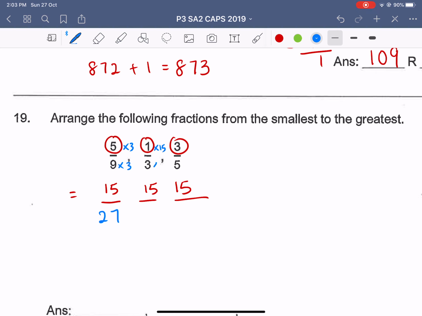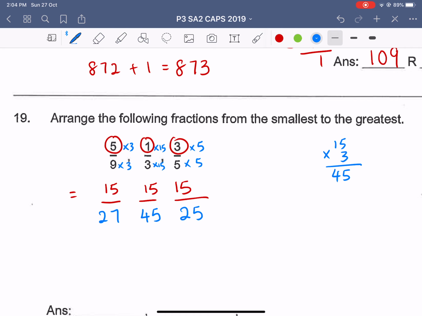To get a 15, I also need to multiply by a 15. So 15 times 3, let's see, is 45. So my denominator should be a 45. Now, how should I get this to a 15? I multiply this by 5. And if I do that, I multiply that by 5, I will get 25 as well.